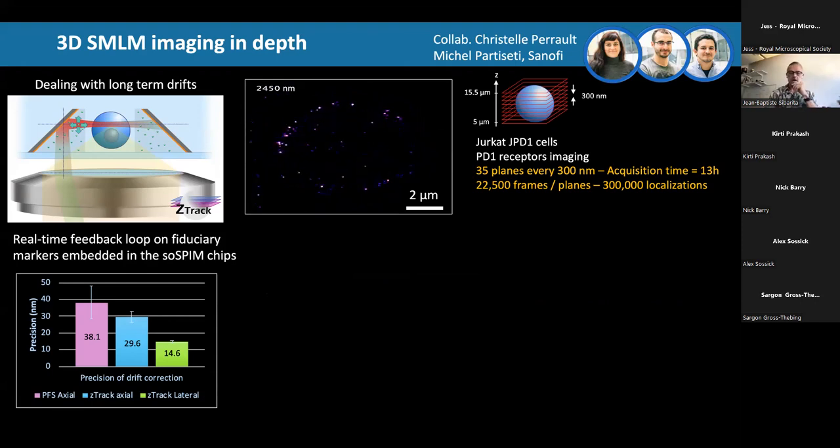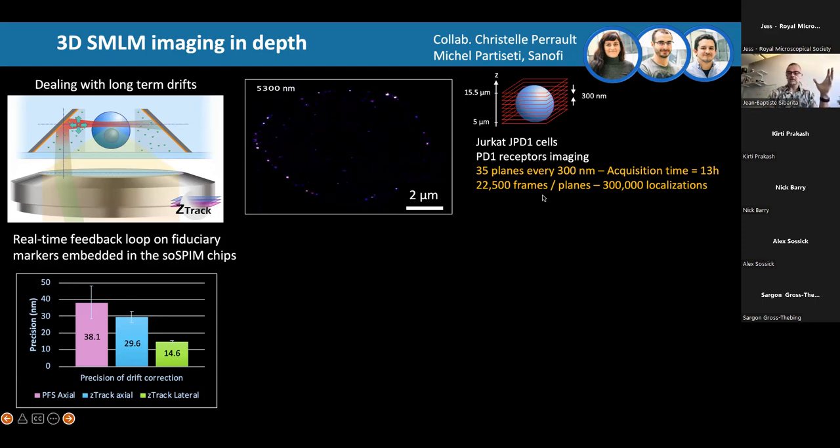I can tell you it's not that easy, or at least less easy than we thought initially. And here, this is a full reconstruction of an entire Jurkat cell with the PD-1 receptor at the top of it, 35 planes, 300 nanometers apart. The limit, of course, is the total acquisition time, because one of the limits of the traditional DNA-PAINT technique is that the exposure time has to match the binding and unbinding rate, and in our case it is 200 milliseconds per frame. So multiply several tens of thousands of frames by the number of planes, and you end up with a total acquisition time which can be 10 hours and more for a single cell.